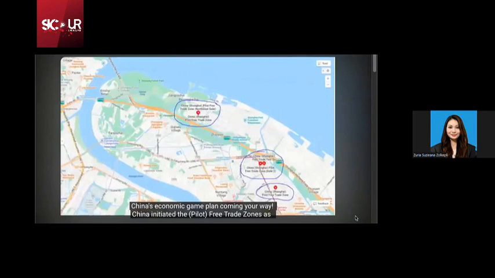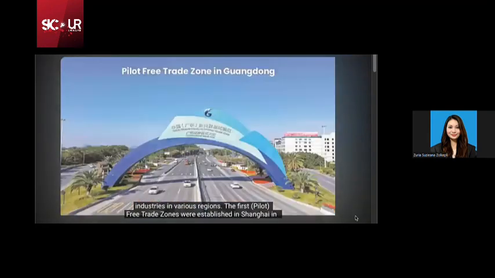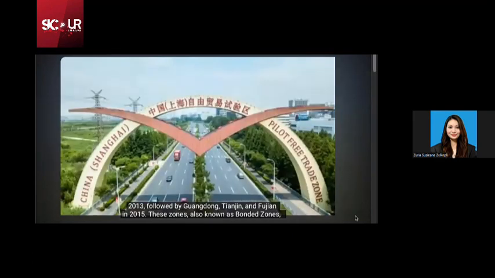China initiated the pilot free trade zones as part of its economic policy in 2013, aiming to boost foreign direct investment across different industries in various regions. The first pilot free trade zones were established in Shanghai in 2013, followed by Guangdong, Tianjin, and Fujian in 2015. These zones, also known as bonded zones, allow certain goods to be stored, handled, or processed without customs duties and taxes until they enter the domestic market.